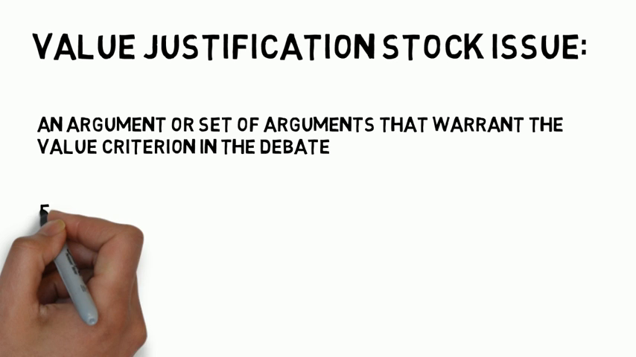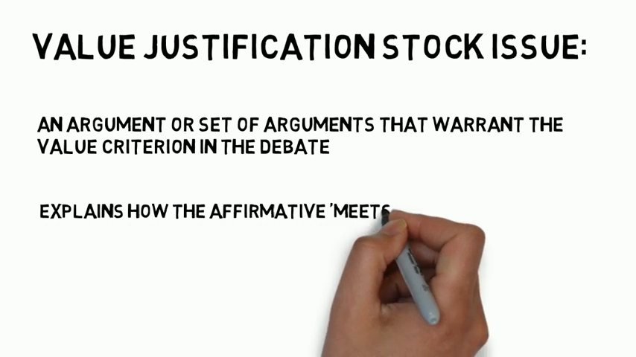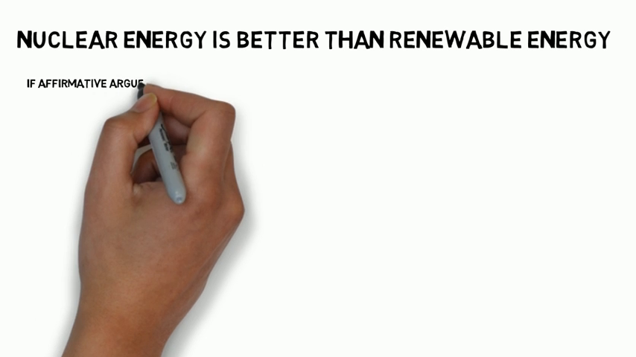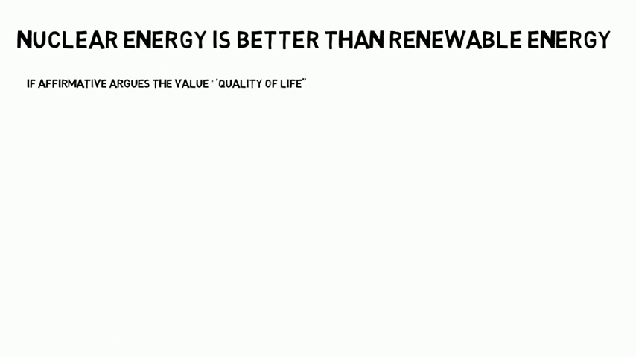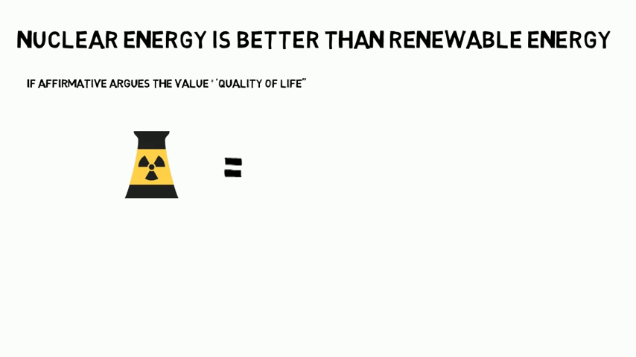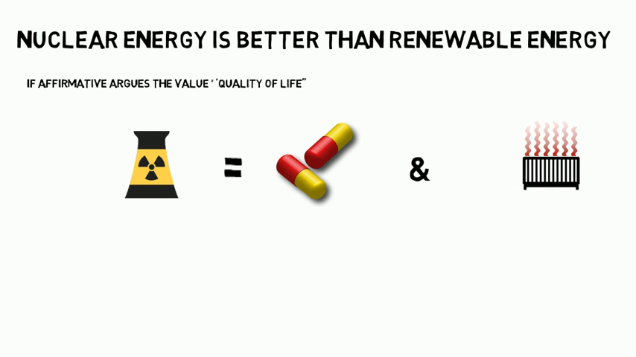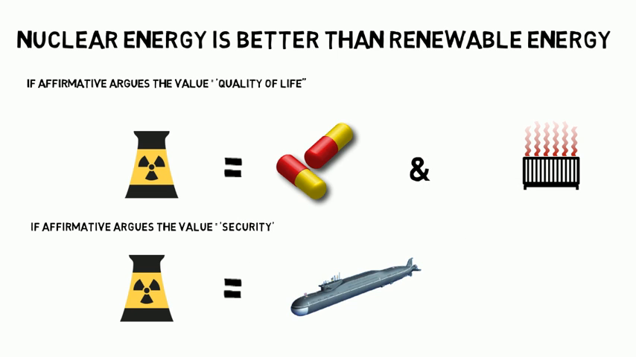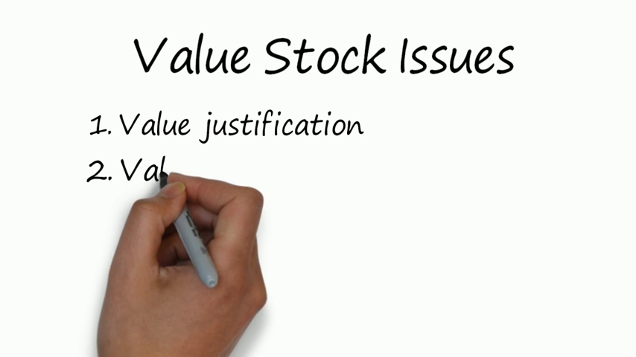Remember, stock issues are derived from recurring questions. So one question that commonly arises in value rounds is, in what ways does the affirmative meet the value? For example, if the resolution is that nuclear energy is better than renewable energy, and the affirmative has argued in favor of a value criterion of quality of life, then any argument that nuclear energy improves the quality of life meets the value justification stock issue. These arguments can include how nuclear energy provides a stable source of energy for things like medical institutions and heating during cold seasons. For the same resolution, but a value criterion of security, typical arguments that meet the value criterion would be about how nuclear submarines are effective at repelling hostile attacks.